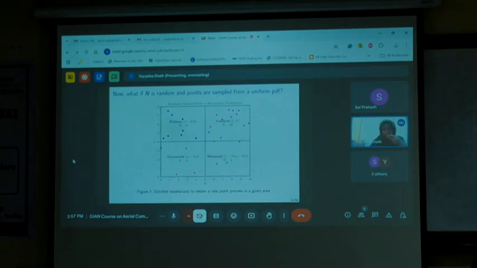So in the upcoming slides, we'll see what if n is random. For example, in the previous slide, we fixed n to be some deterministic value, right? Now, what if n is some random variable? It can be drawn from any distribution, for example, Poisson or uniform or geometric or binomial. Now, given that you have chosen a random n value, you can place those n points uniformly and IID at random in the given tile.